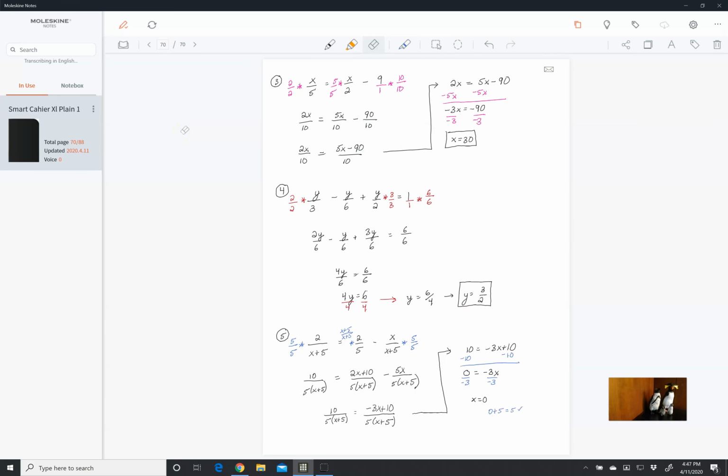What you're doing is you're saying 0 plus 5 is not equal to 0. That's what we're checking for, okay? It's okay if the top is 0. That's perfectly fine. It's just that the bottom can't be 0 because then the fraction would be undefined. So x equals 0 is a solution.